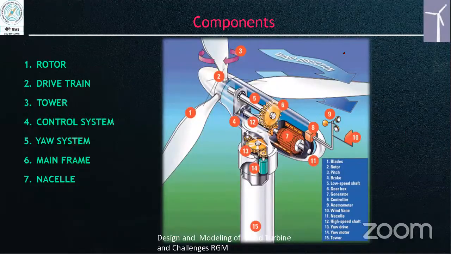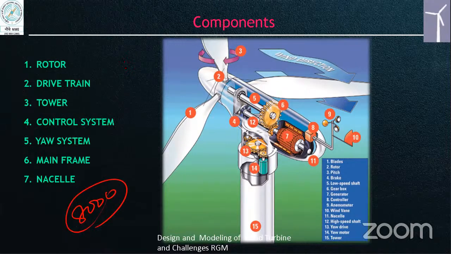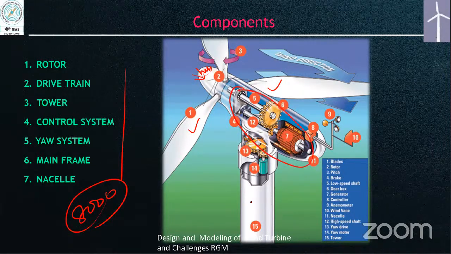Now we can see there are many different components. There are more than 8,000 components. Out of these, these are the major components. The rotor, that is the blades and the hub. These are the drivetrain components, and this is the tower and the control system. We have two types of control system: one on top of the nacelle and the other at the bottom of the tower.